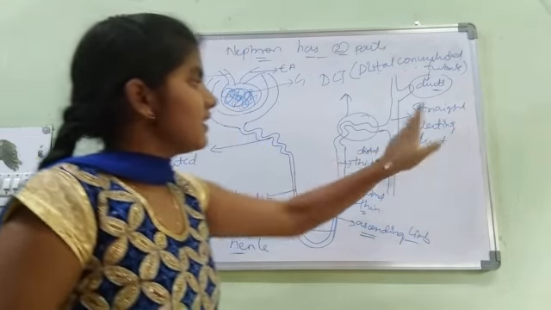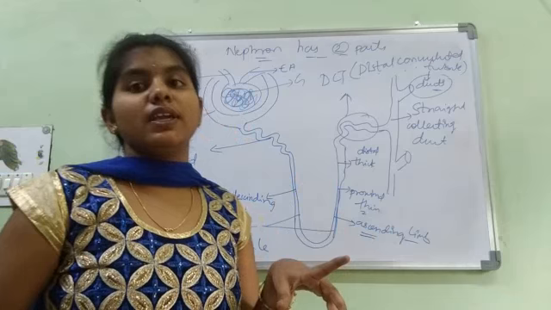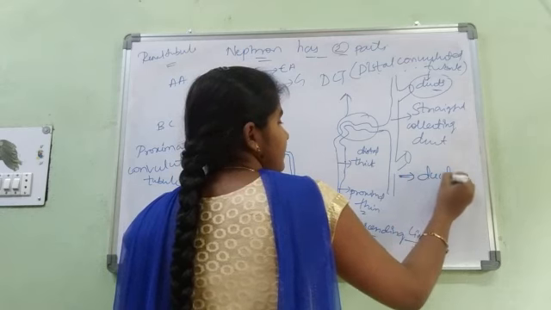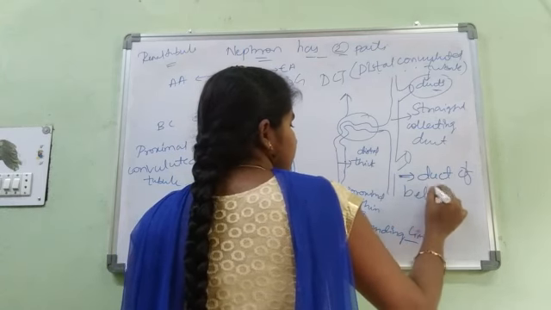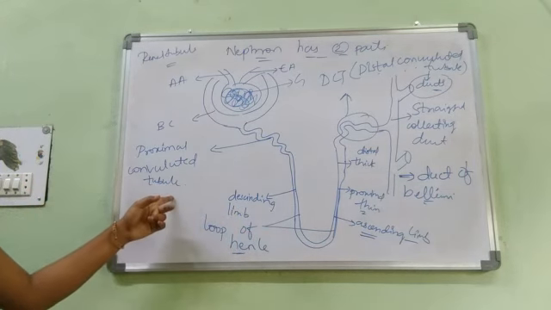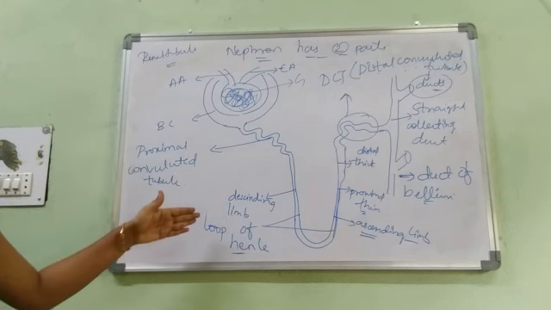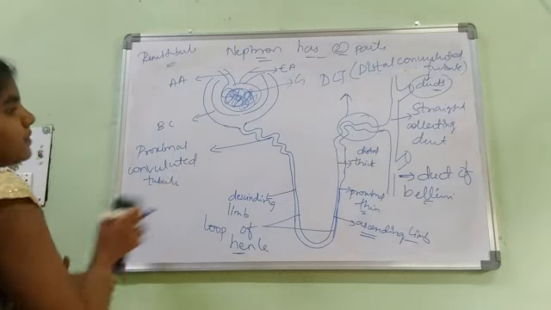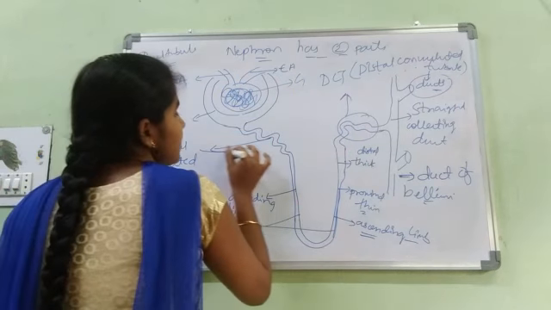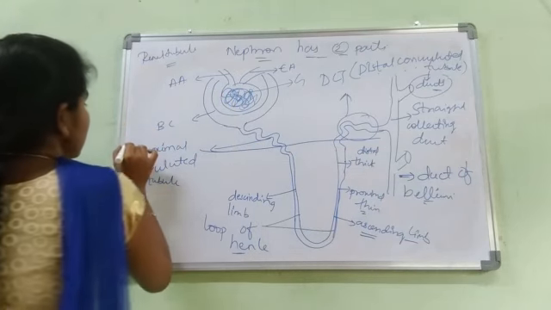Now the straight collecting ducts of all nephrons in the medullary pyramid are united to form the duct of Bellini. All ducts of the medullary pyramids are united to form the duct of Bellini in the renal pelvis through the renal calyx. Now the Malpighian corpuscle, PCT and DCT are arranged in the cortex region of the kidney. These three are arranged in the cortex region.